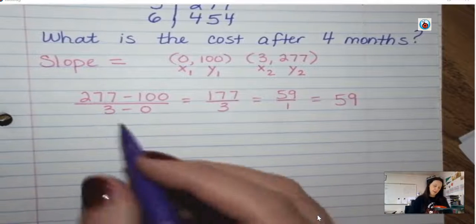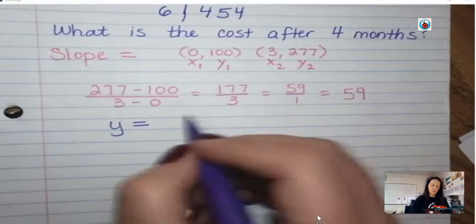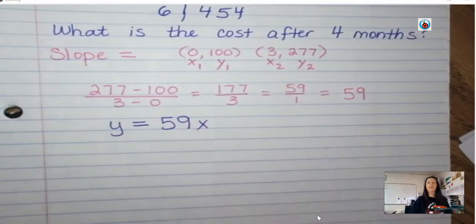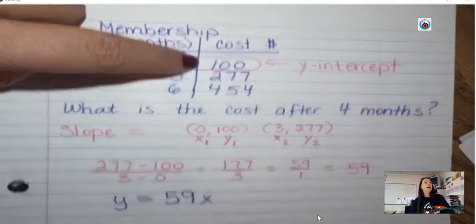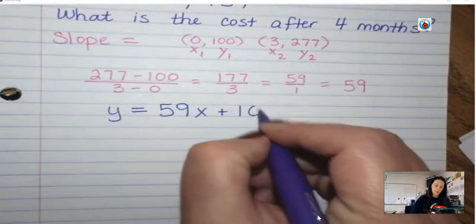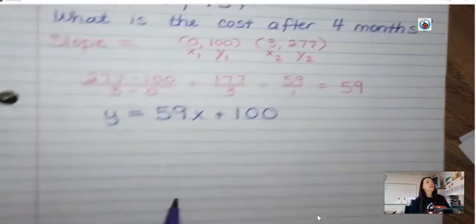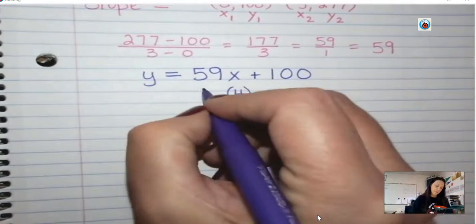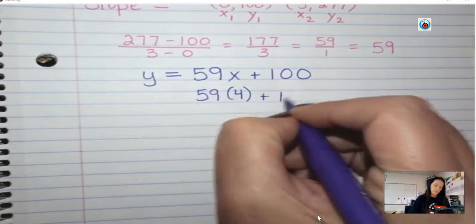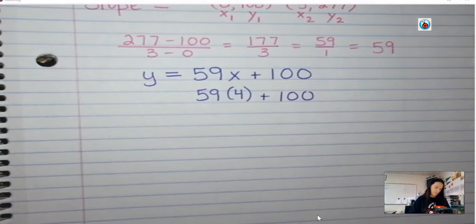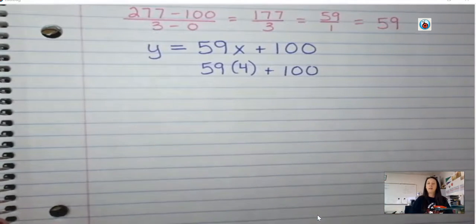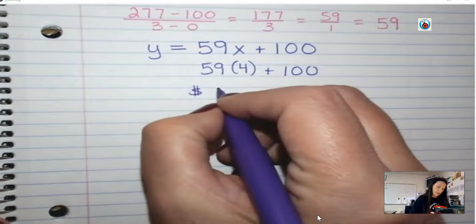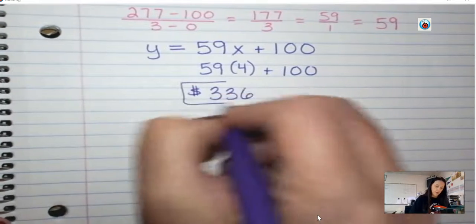So slope is 59. So we're going to make the equation y equals 59, then put your x. And then finally your y-intercept. We know it hits at 0, 100. So positive 100 is your y-intercept. So plus 100. We have to find the cost after 4 months. So you're plugging in 4 for x. So 59 times 4, don't forget to add on that $100 sign-up fee. And after 4 months, the cost is going to be $336.